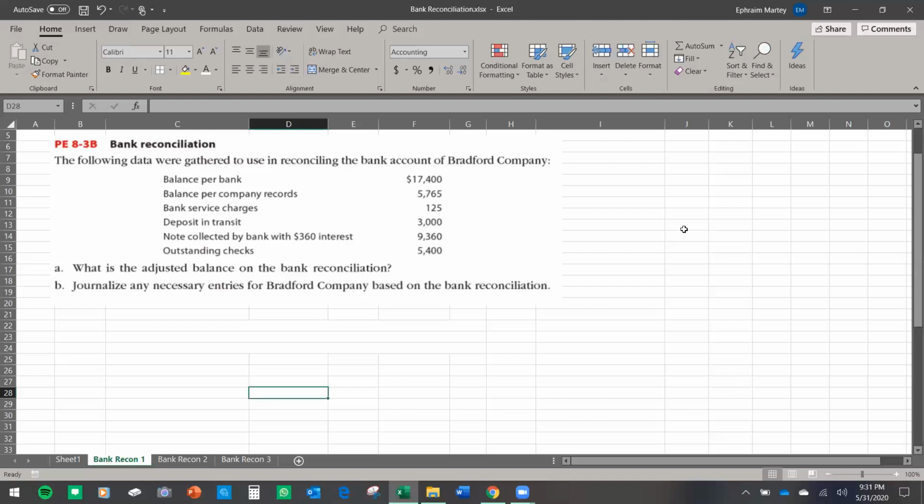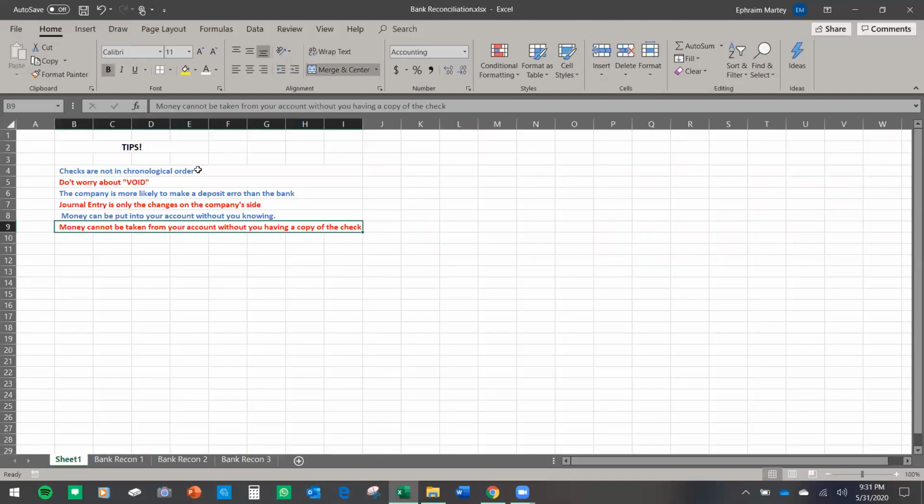On the other hand, the bank could also receive a deposit that you don't know about, and you have to correct it on your books. But before we go on with this exercise, I want to give you tips that you have to remember when doing bank reconciliation.